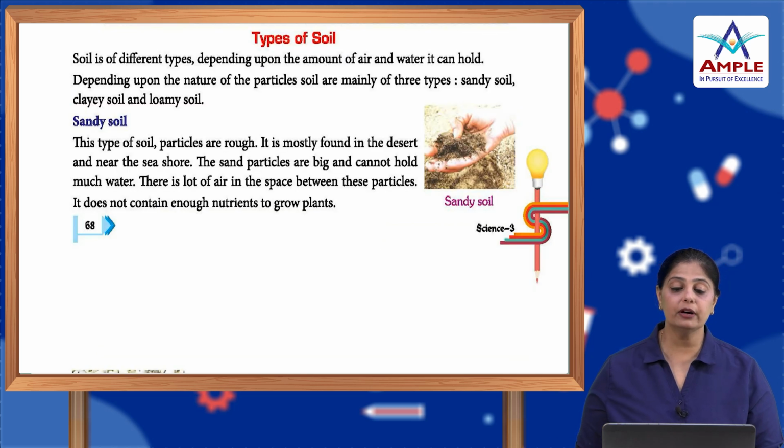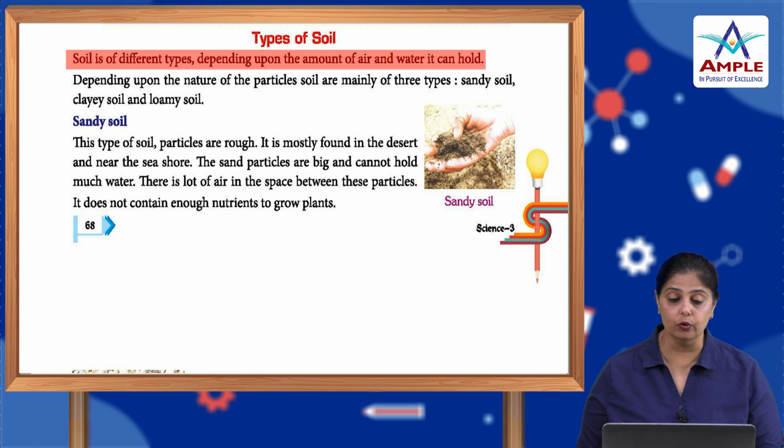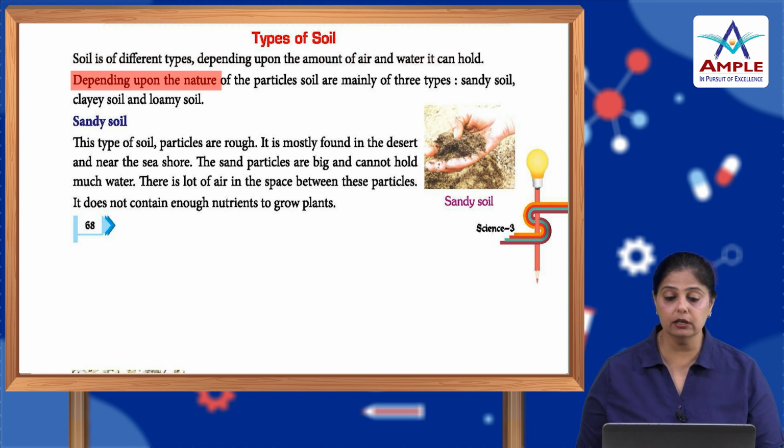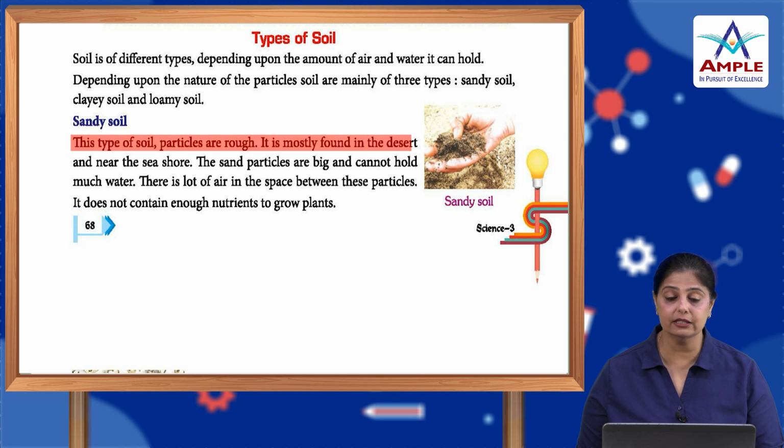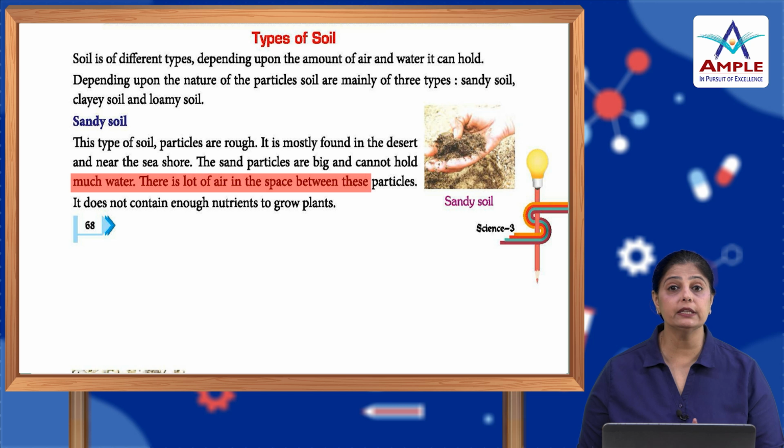Now, let us talk about the different types of soil. Soil is of different types depending upon the amount of air and water it can hold. Depending upon the nature of the particles, soils are mainly of three types: sandy soil, clay soil and loamy soil. Now, what is sandy soil? The particles of this type of soil are very rough. It is mostly found in the desert area or near the seashore. The sand particles are big and they cannot hold much water. There is a lot of air in the space between these particles.